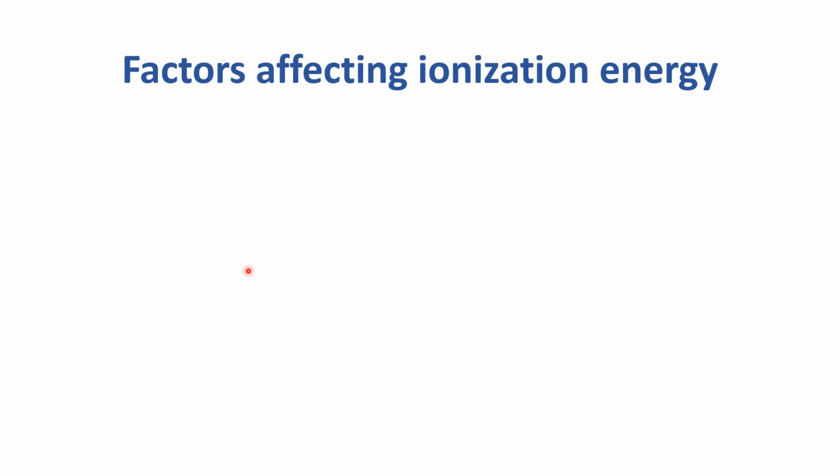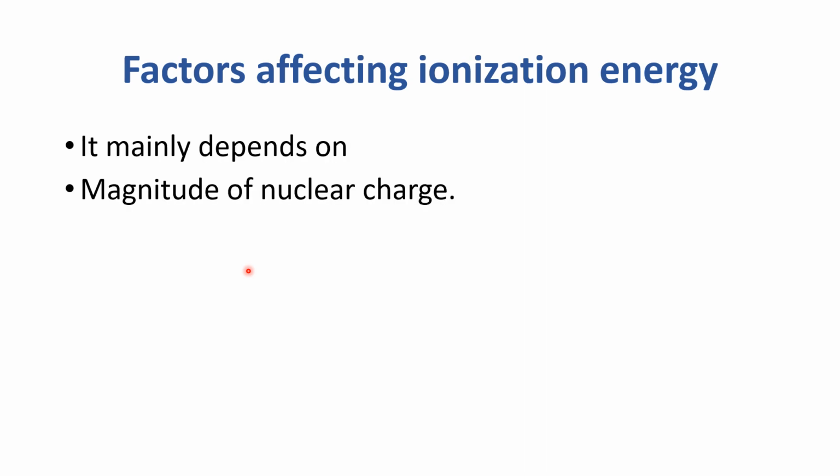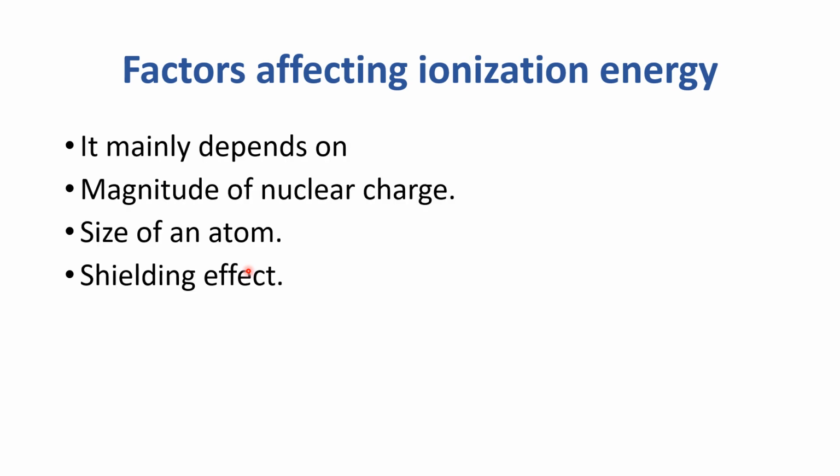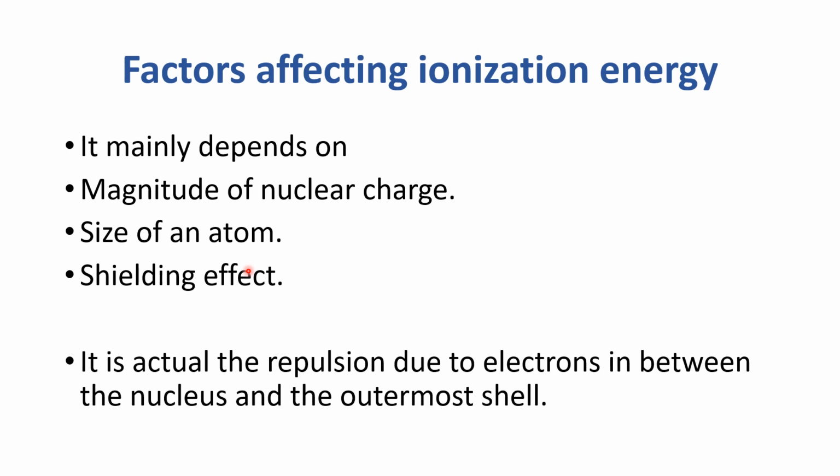So what factors affect ionization energy? Magnitude of nuclear charge, size of an atom, shielding effect. Or what is shielding effect? It is actually the repulsion due to electrons in between the nucleus and the outermost shell. So जितनी ज़्यादा repulsion होगी उतना ज़्यादा shielding effect होगा, जिसकी वजह से जो nuclear force है वो कम हो जाएगी.